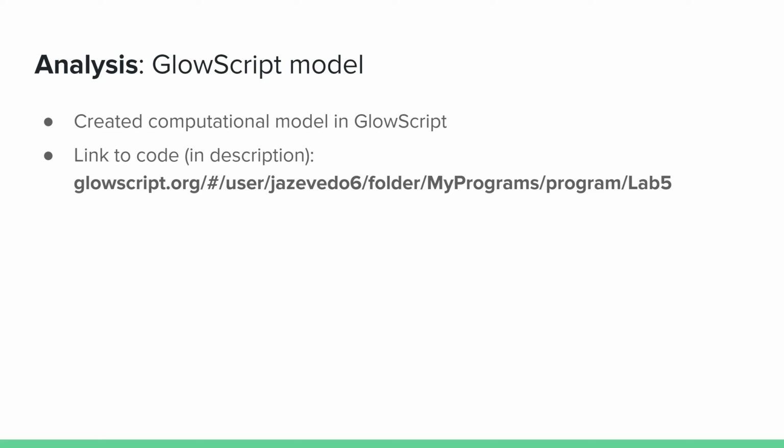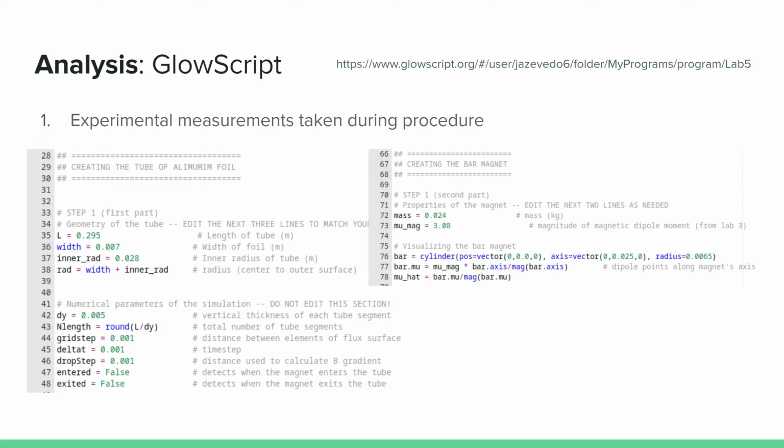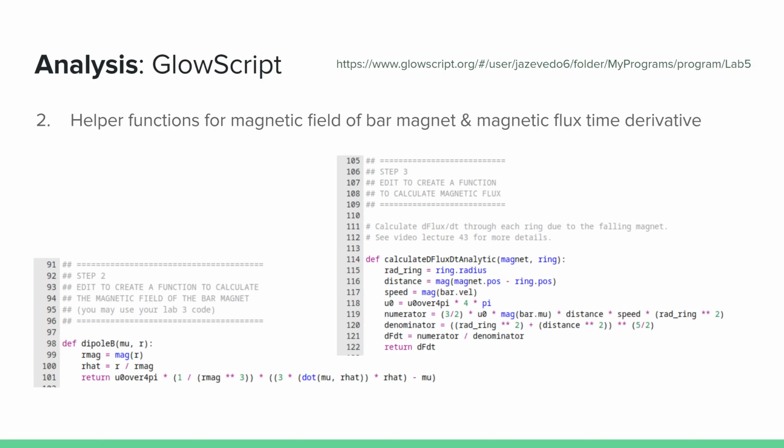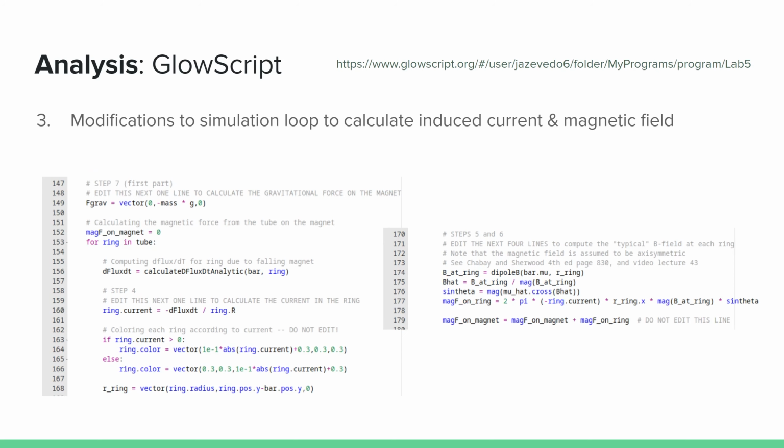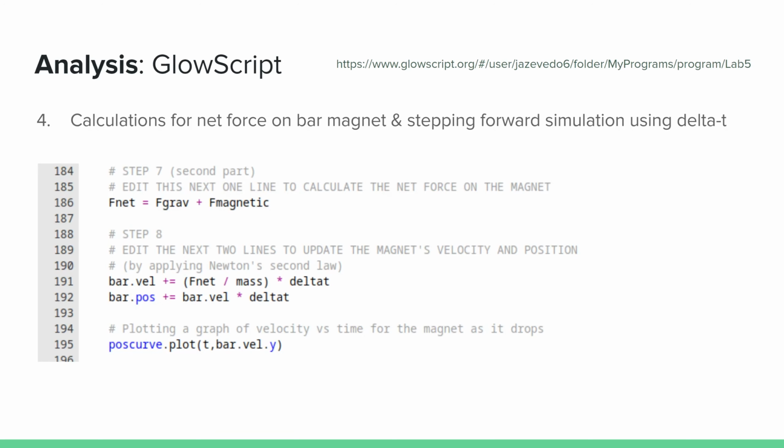Now, because much of the code was provided in the lab materials, I'm going to give a brief overview of only the code that I actually wrote, though the full code is available at the link in the description. First, I include experimental measurements taken during the procedure discussed earlier. Then, I define helper functions to calculate both the magnetic field of the bar magnet and the time derivative of the magnetic flux. Third, I modify the simulation loop code to calculate the induced current using the magnetic flux time derivative and resultant magnetic field for a bunch of small slices of the aluminum foil.